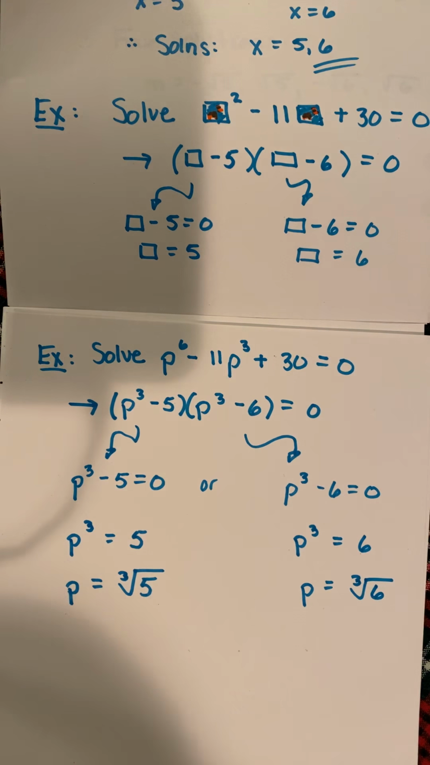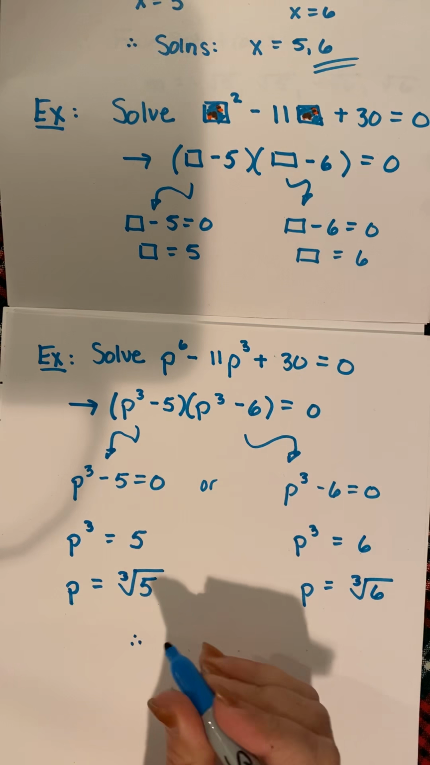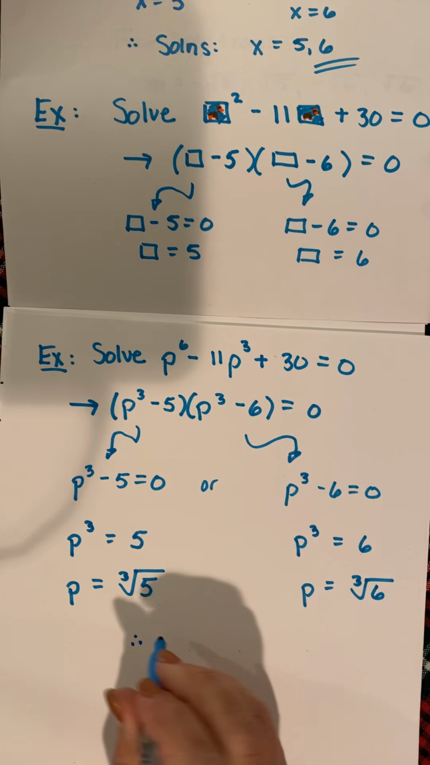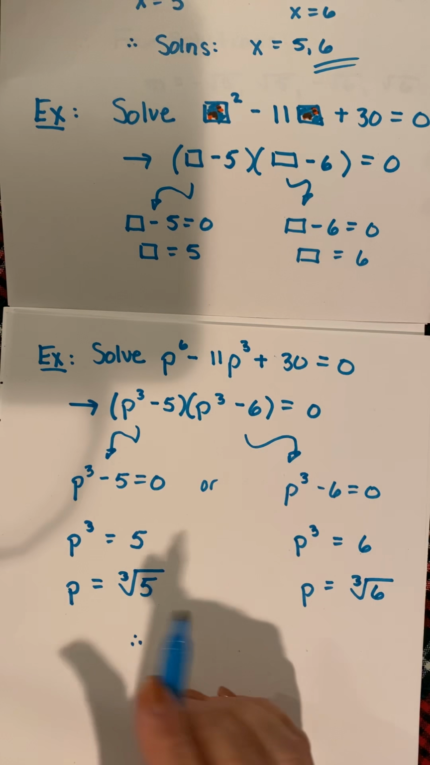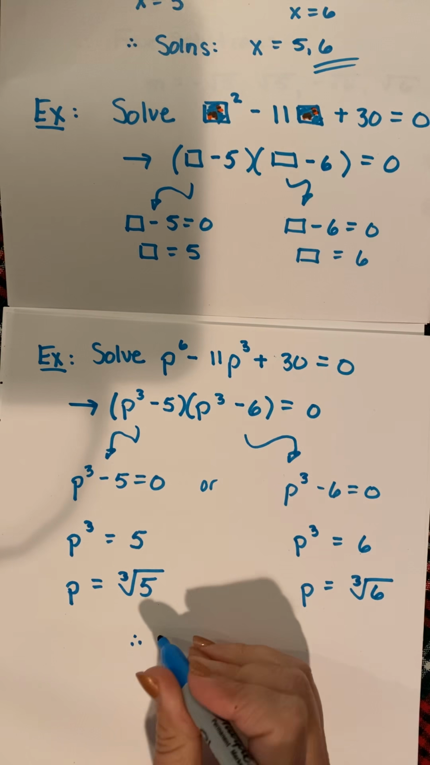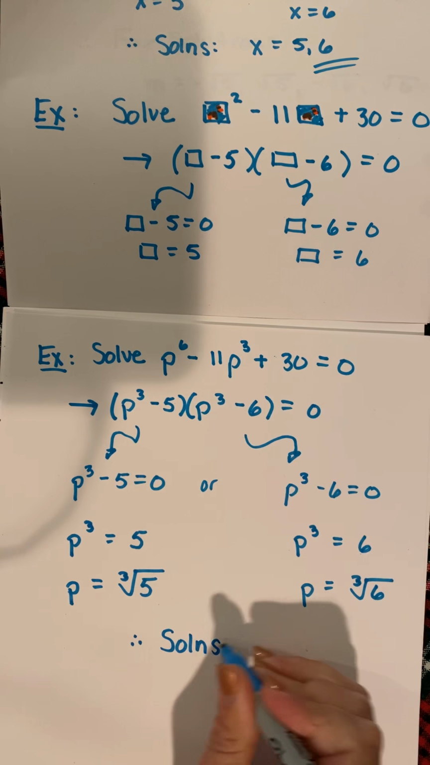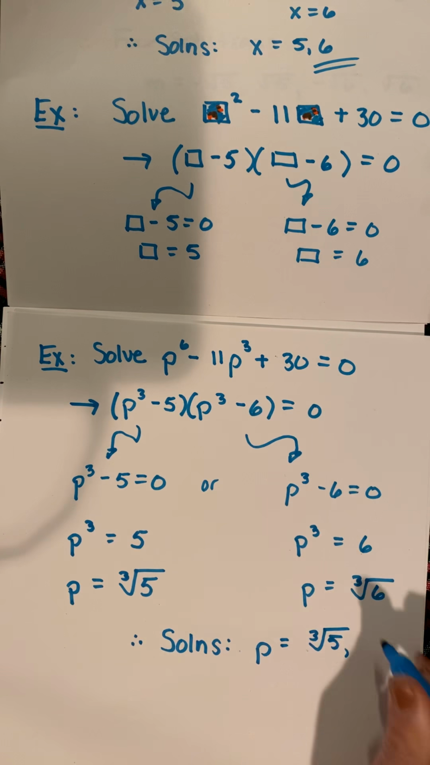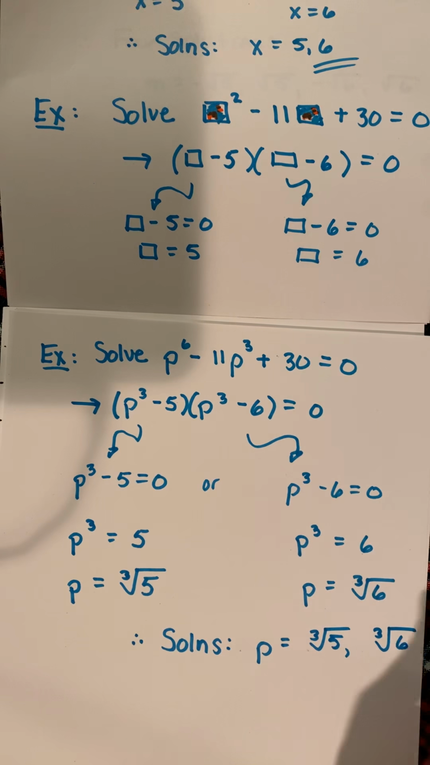Now remember, with odd roots, we do not use the positive negative notation. So if it was an even power, thus an even root, we would need to use the positive and the negatives. But with odd roots, there's only one value. So therefore, my solutions are p is equal to the cube root of 5 and the cube root of 6.